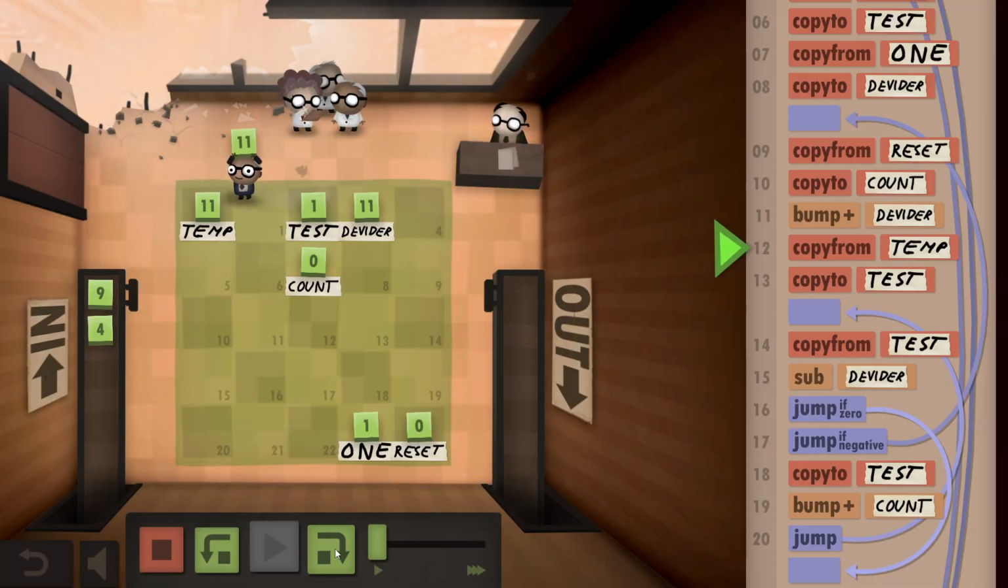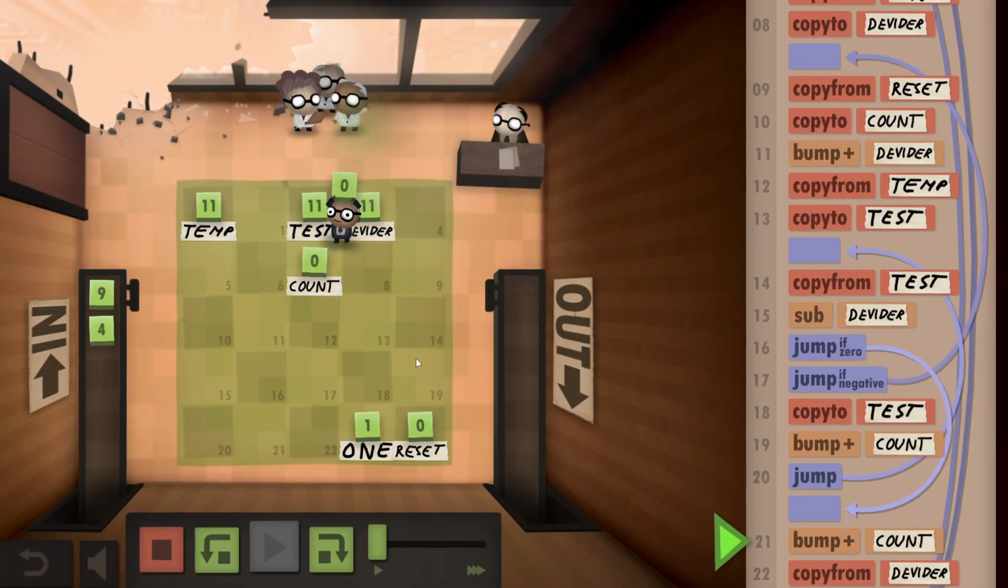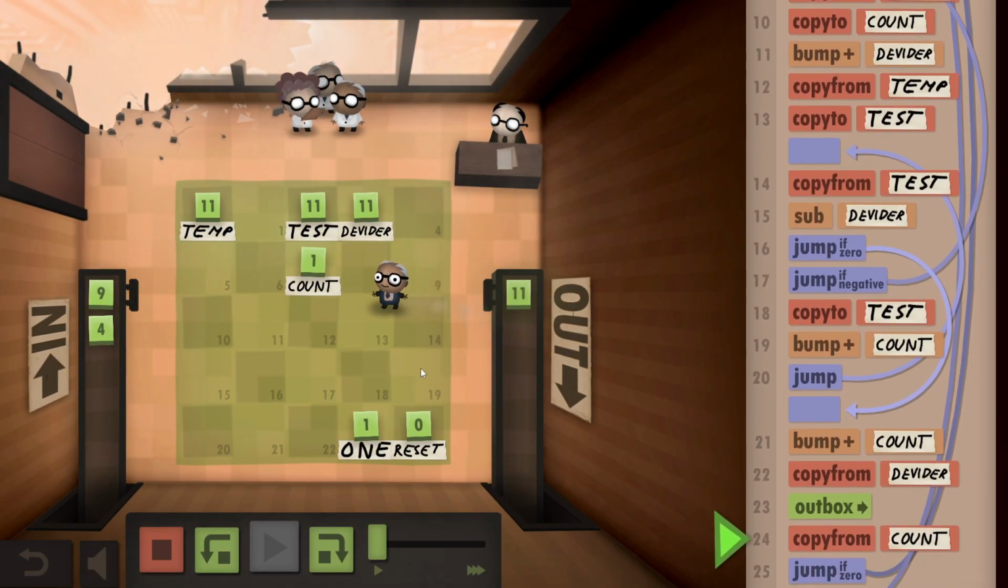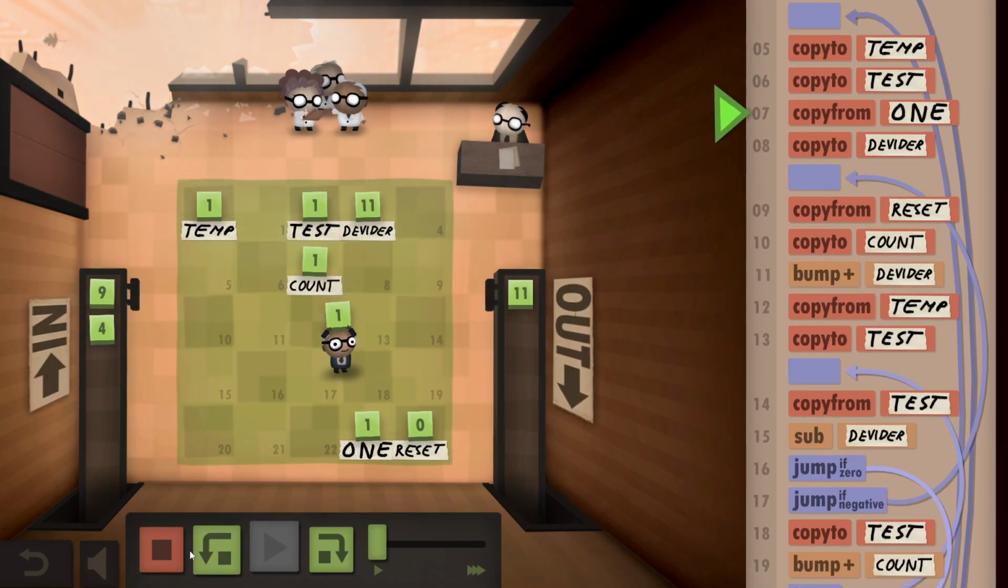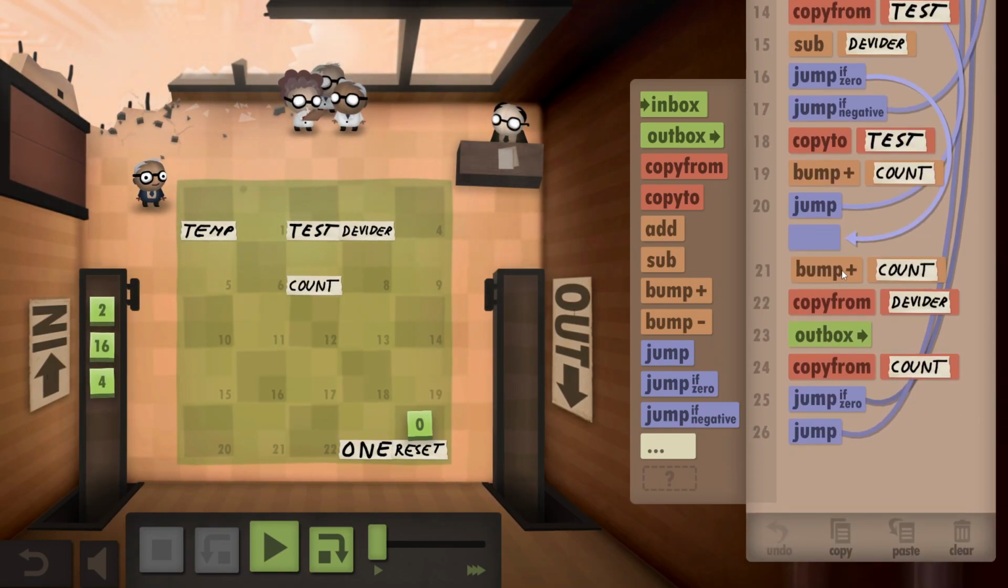Reset. Take it. It's 0. We are outputting 1. 11. And this is the problem. Okay, I found the problem. The problem is this bump here.